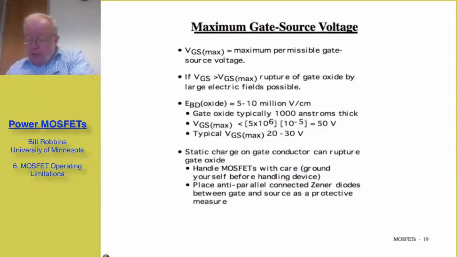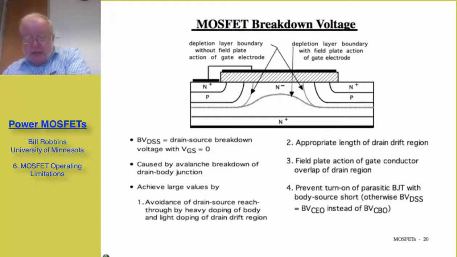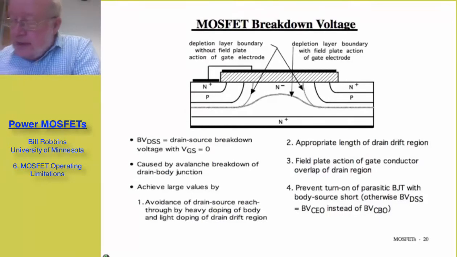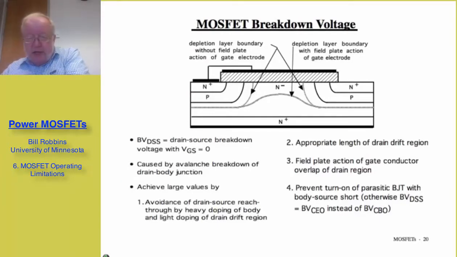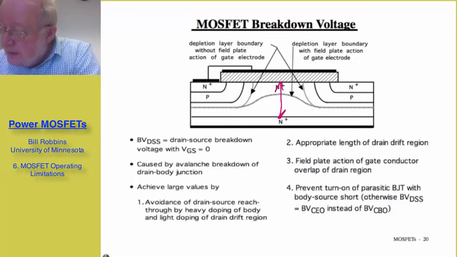The breakdown voltage is another important rating or limitation, and that is shown in the next slide. Again, the vertical cross-section of the MOSFET, and as you're aware by now, we have to have a field plate action using the overlap of the gate metallization over the drain region as it approaches the oxide interface to prevent a sharp radius of curvature from causing lower breakdown voltages than we had designed for based on a plain parallel depletion layer boundary.